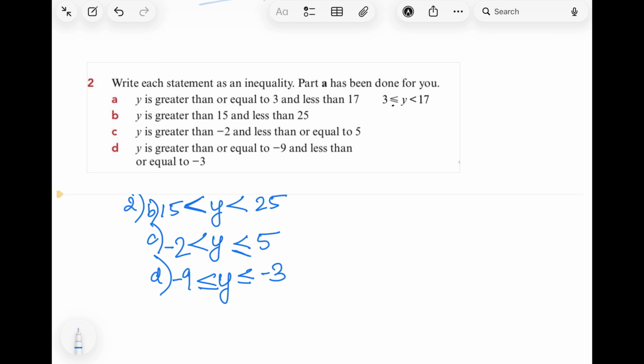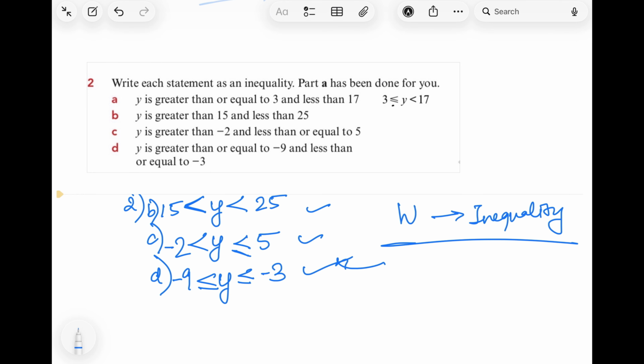Okay, so this is how we write the inequalities written in words in the form of inequality. So some statements are given in words, we need to write it in the form of inequality. This is the way we write it in the form of inequality. Now sometimes the inequality forms are given like this and you have to draw a number line. So let's take up that question also.